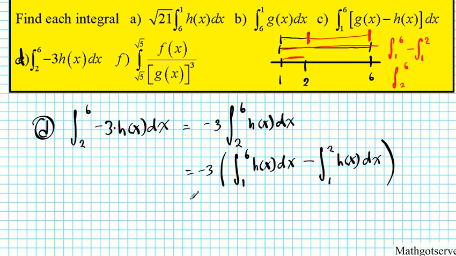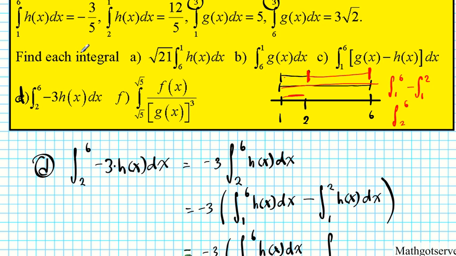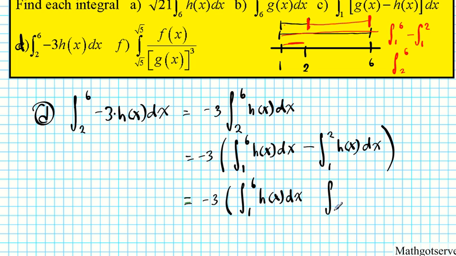So this is going to become negative 3 times the antiderivative from 1 to 6 of h of x dx. If I switch the order of integration so it matches with what I have up here, 2 to 1 of h of x dx, then I have to introduce a minus, but there's a minus here already, so minus times a minus is a plus. Alright, now we're good to substitute.